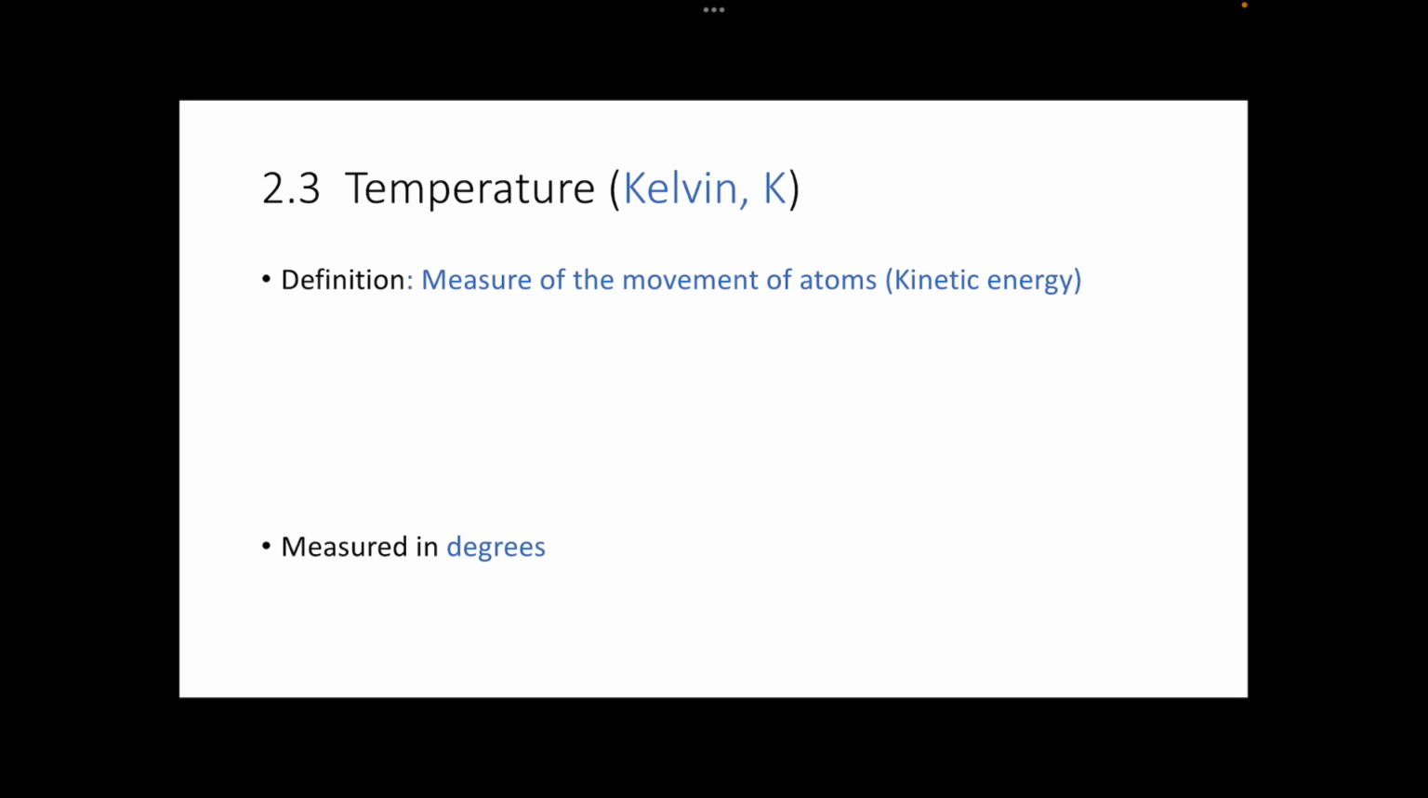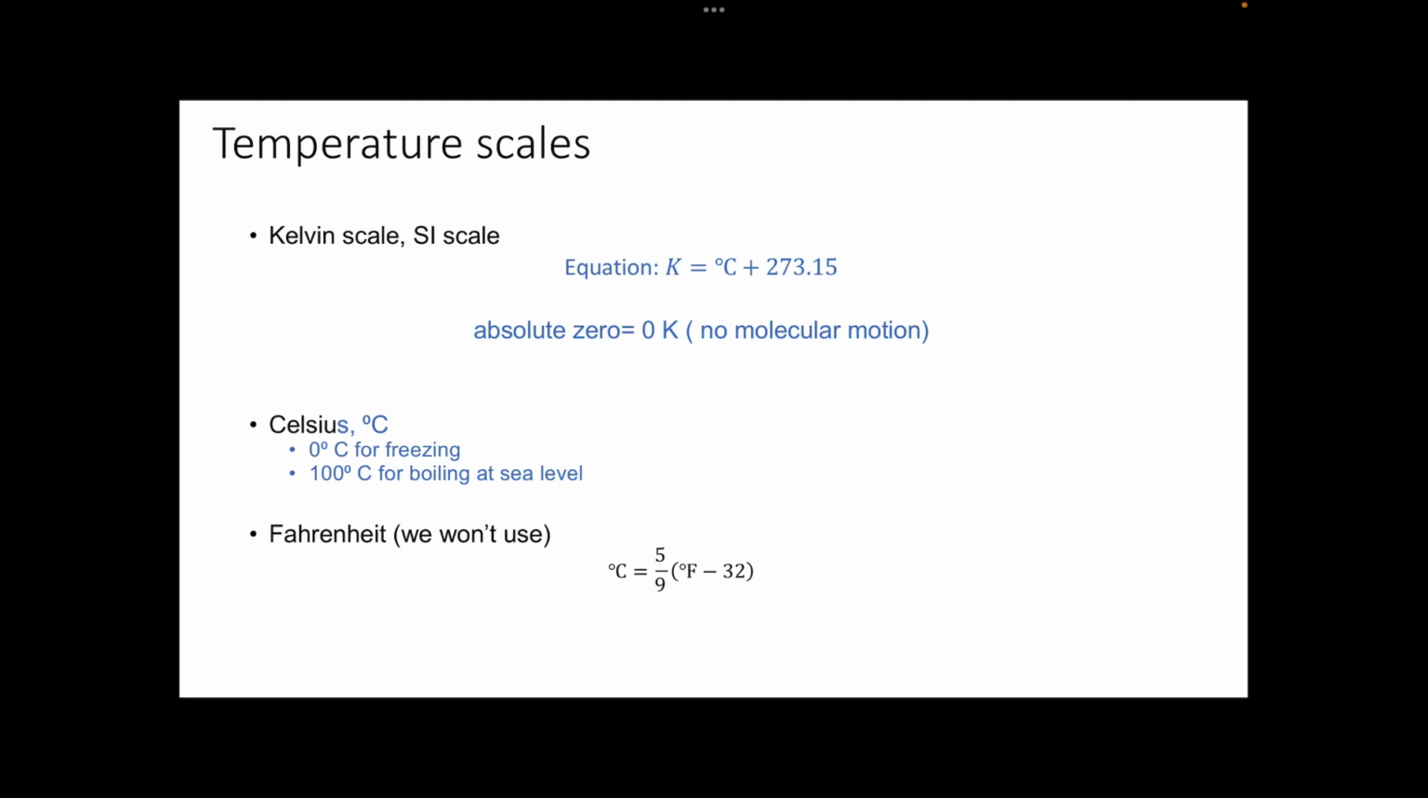If the atoms aren't moving very much and they're pretty still, the temperature is going to be lower. As you add heat or energy into your system, the temperature will rise and the atoms will move about more. It is measured in degrees. There are 3 different temperature scales that we're going to talk about here. The first one is the Kelvin scale, which is the SI scale.